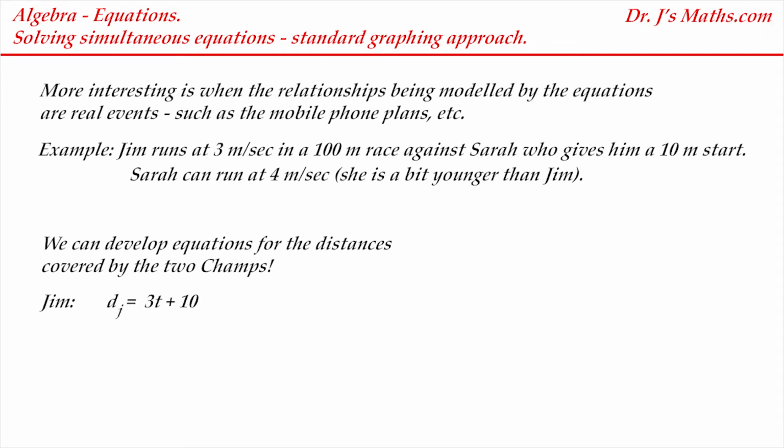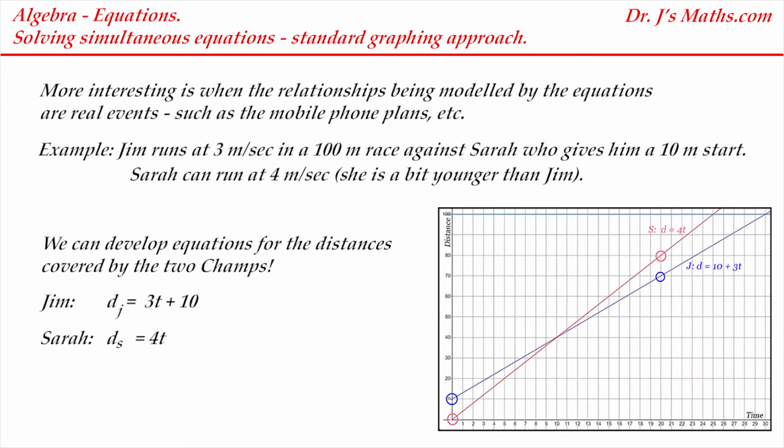Jim has got his distance, which I've called dj, equal to his speed, 3, times the number of seconds he runs for, t, plus the 10 seconds that Sarah kindly gave him as a start. Whereas Sarah's distance, ds, is equal to her speed, 4, times the number of seconds she runs for, but she started off at 0. We go through exactly the same steps now to draw the two lines.